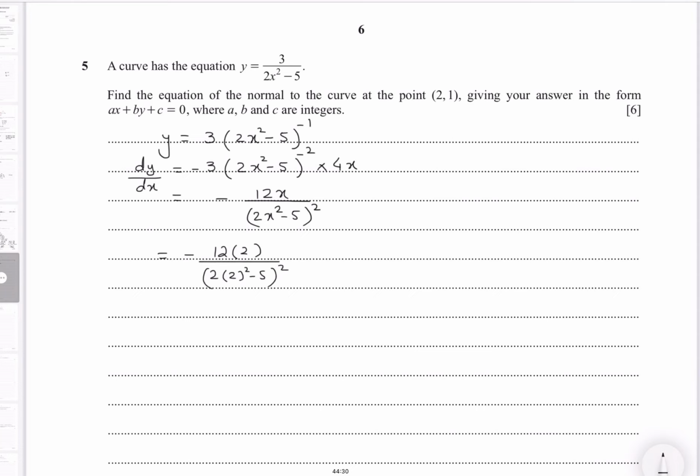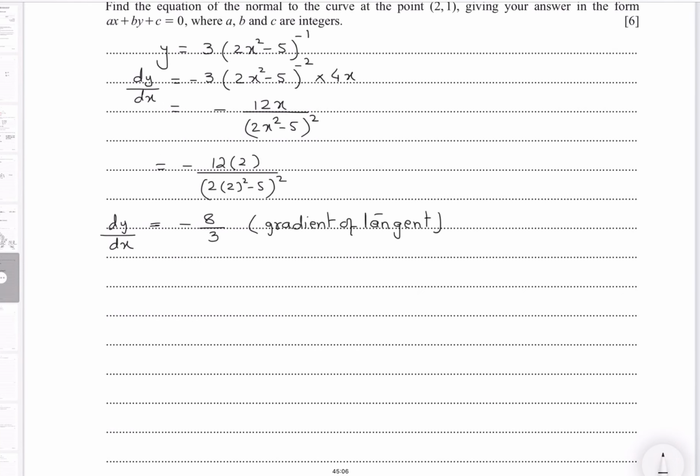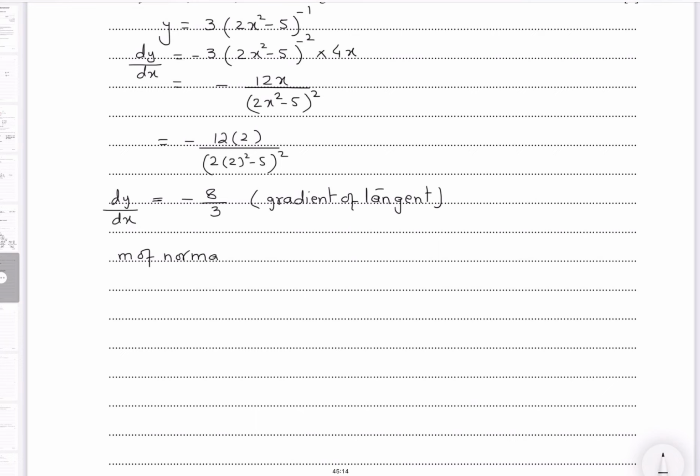Put the value of 2 in x. So our dy by dx, which is the gradient of tangent, is minus 8 over 3. So m of normal, m means gradient. Gradient of normal would be the reciprocal of the gradient of tangent with opposite sign. So this is positive 3 over 8.